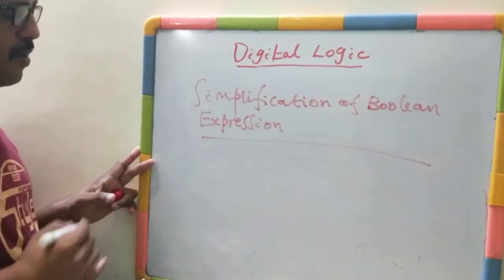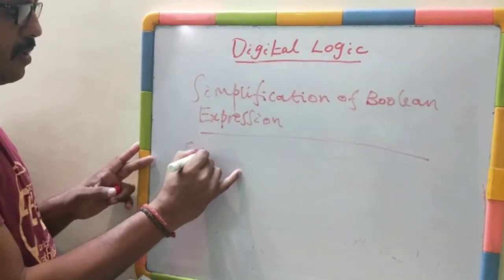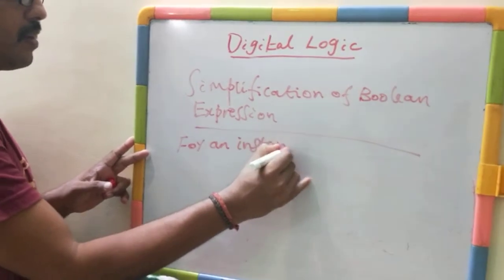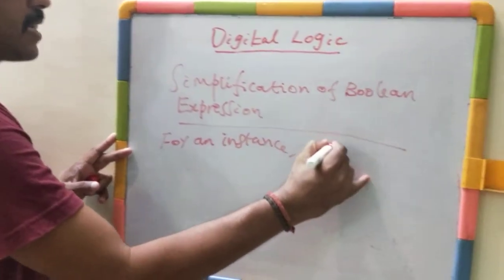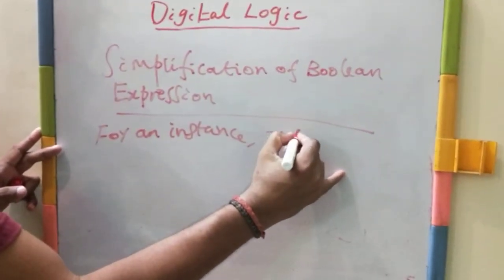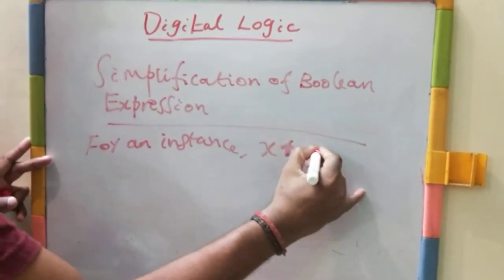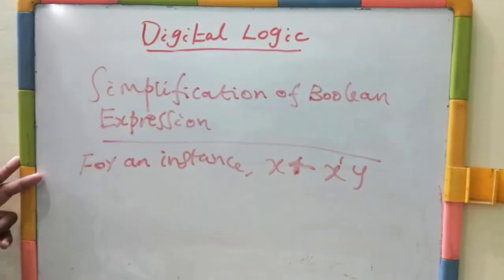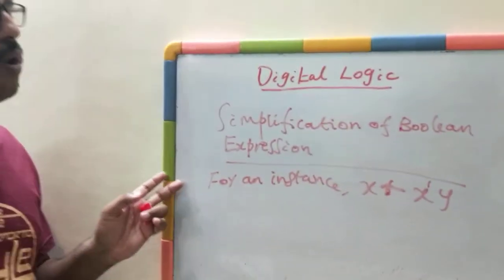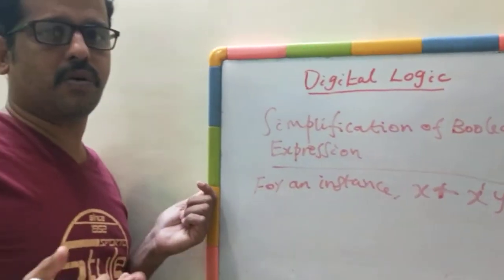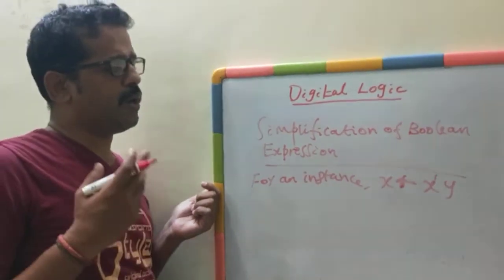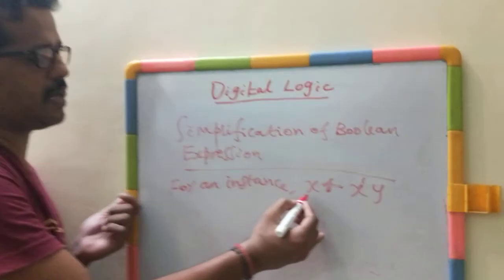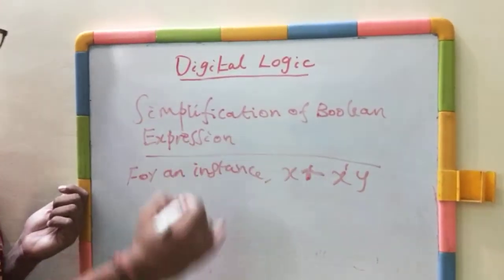For instance, x plus x dash y. So this is an expression. There may be a question: why do we need to go for simplification of Boolean expression? So this is an expression before the simplification.